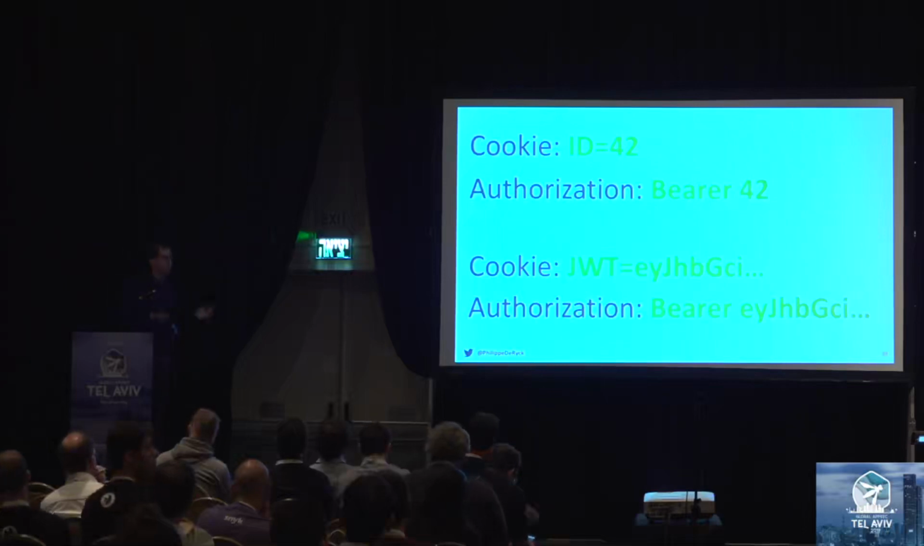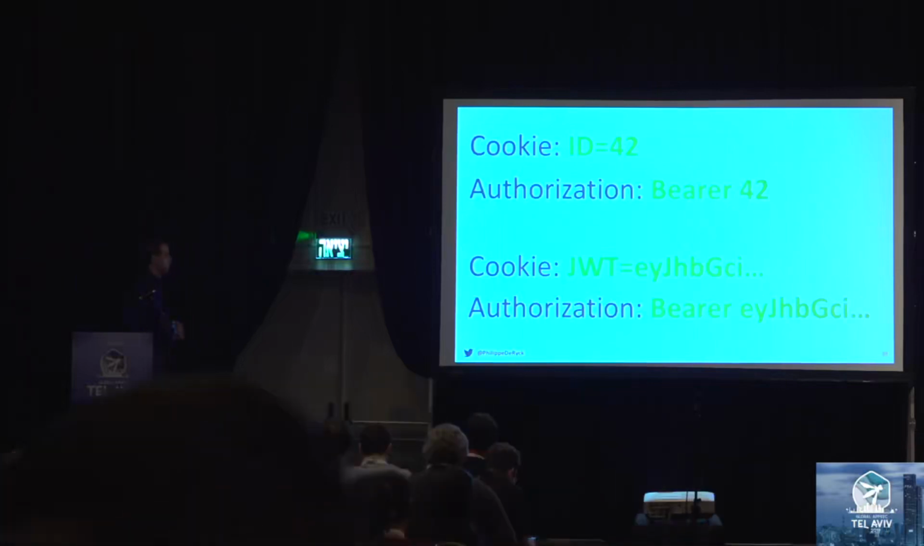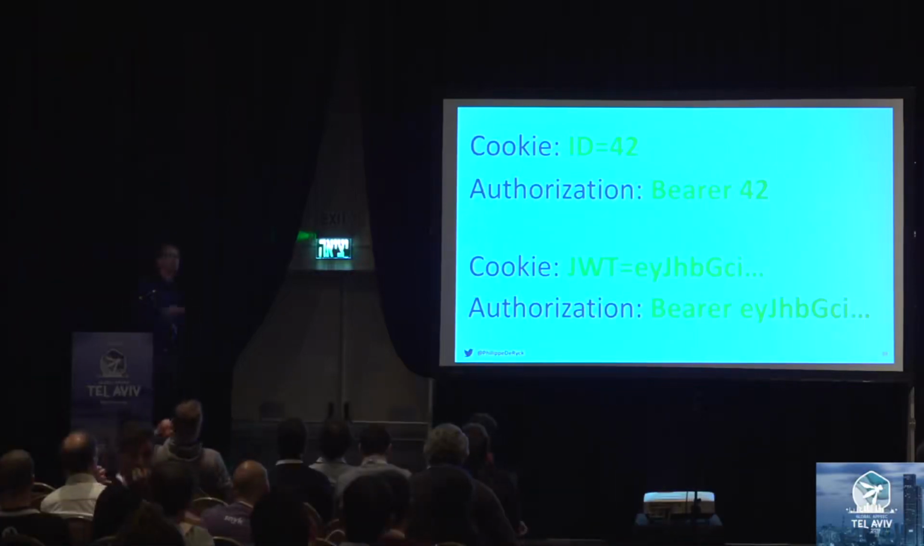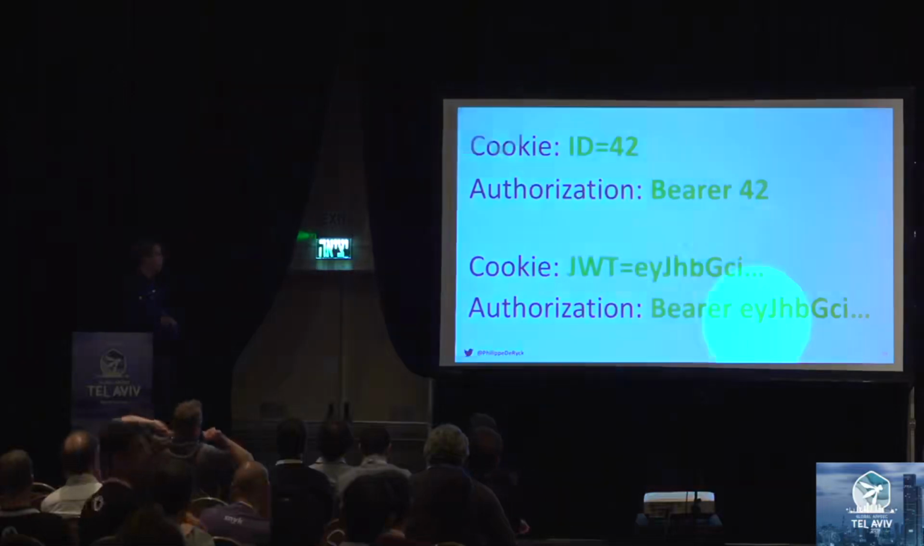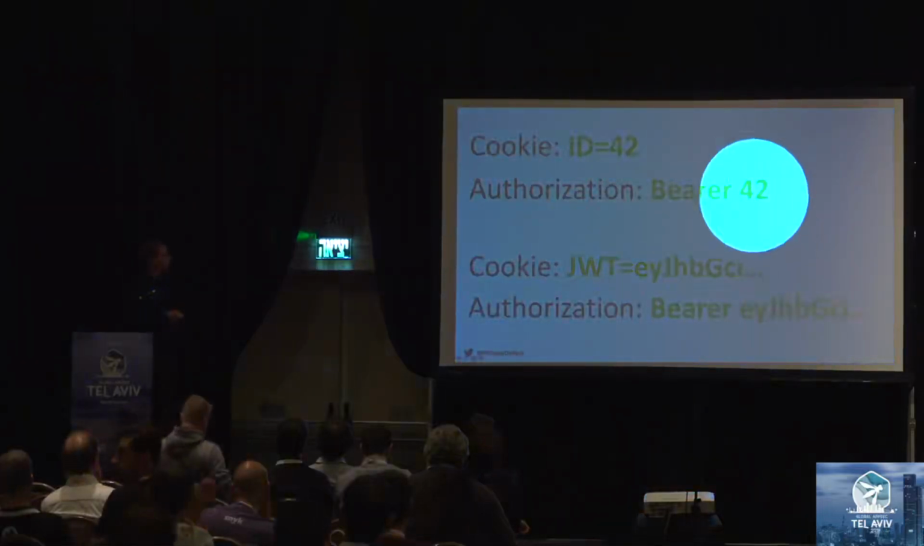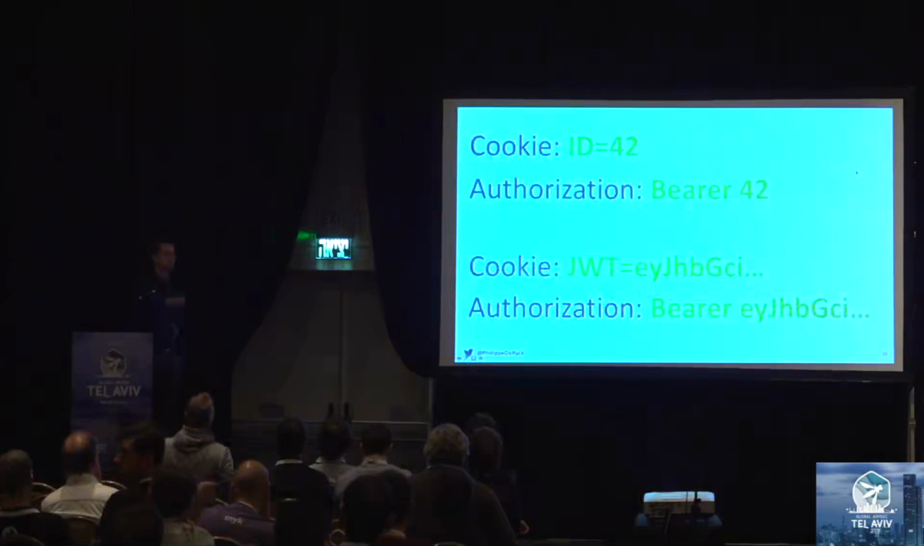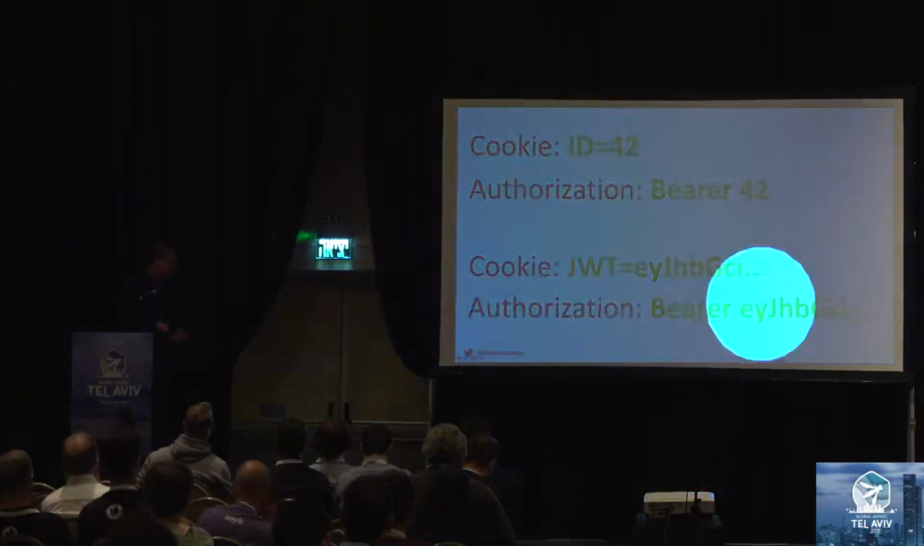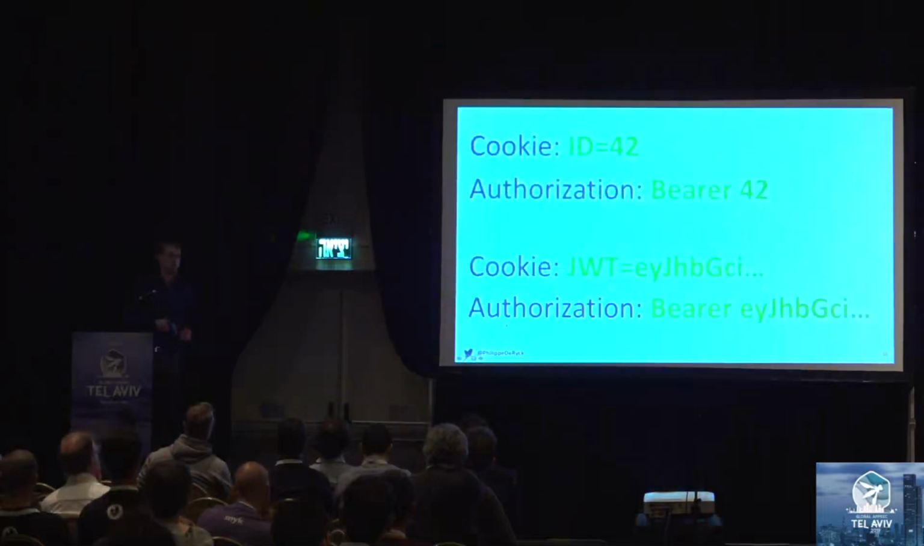Well, honestly, we do. Because if you're using OAuth, and the client is calling an API with an access token, you're probably using the authorization header. If you're using a reference token, you're using this pattern. It's not 42, but it's a short identifier, pointing to some state on the authorization server. And if you're using a self-contained token, then you're using this type of authorization header.